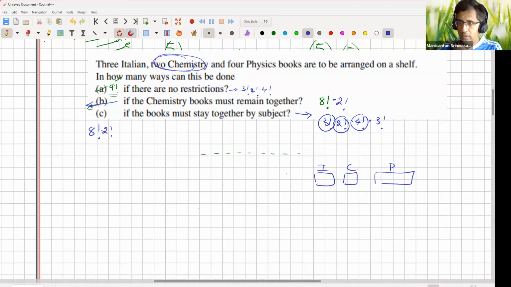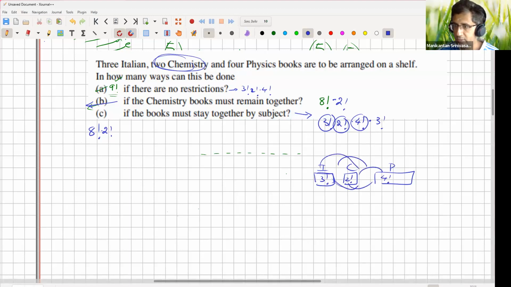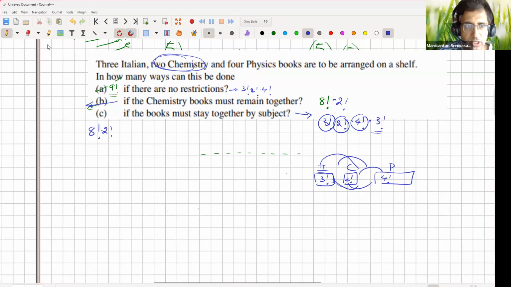Okay. Now, can you explain again the thing that cut out when you were speaking? Oh, nothing, very simple. Arrange the 3 Italian books in 3 factorial ways. Arrange the 2 chemistry books in 2 factorial, arrange the 4 physics books in 4 factorial, and then between them, the I, C, P blocks can be arranged in 3 factorial ways. Times 3 factorial. Oh, okay. Got it. Okay. All right. Now, I'll obviously ask a few more variants of this.